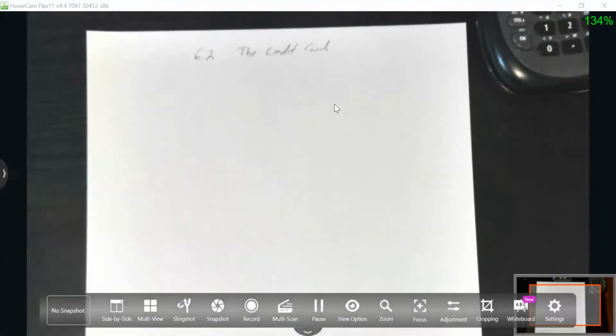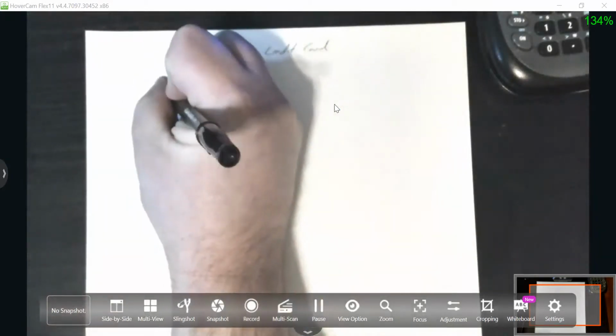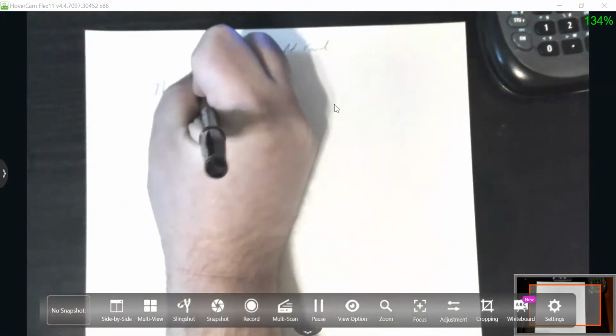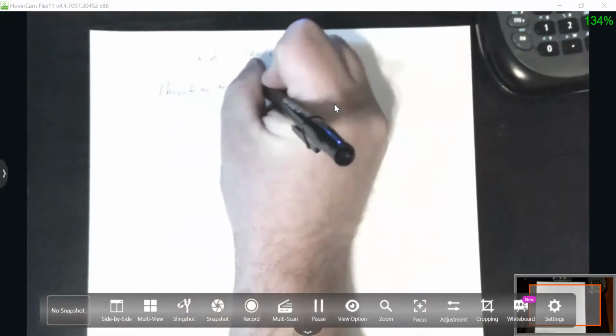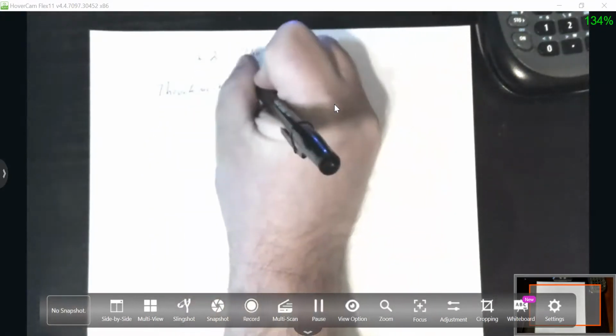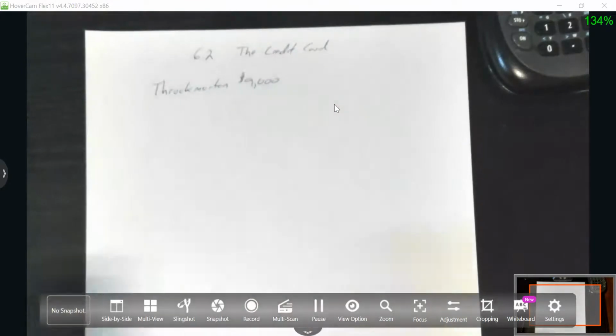All right, so today we're going to take a look at kind of how a credit card works. So we're going to start with a real bad situation. So let's say that Throckmorton here has spent a whole bunch of money. He owes $9,000 on his credit card.